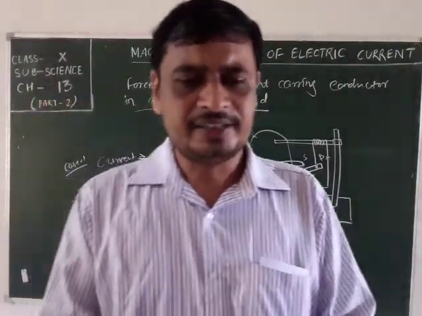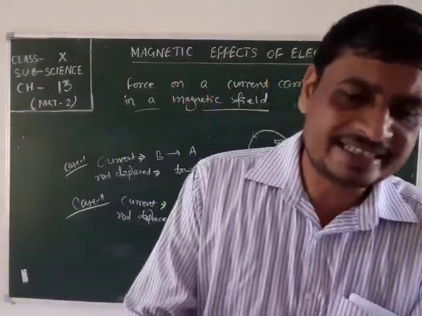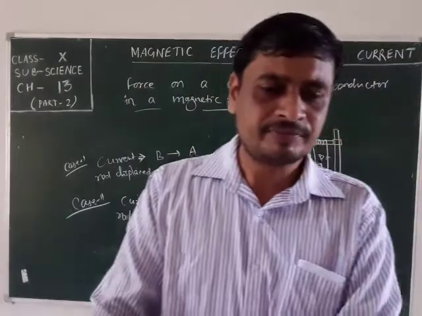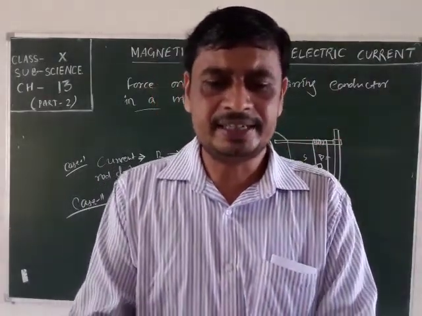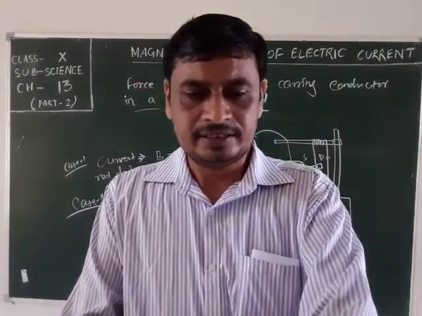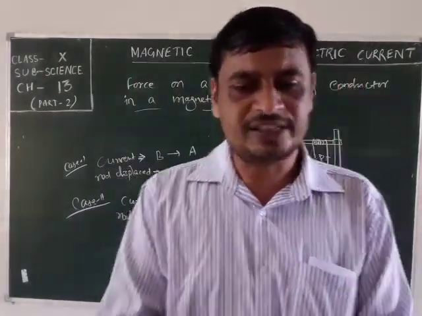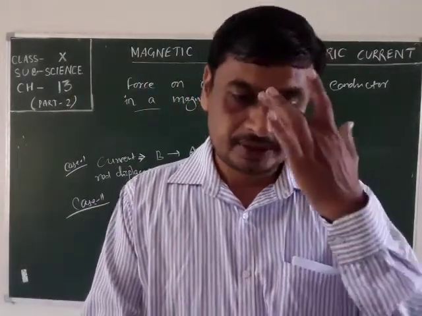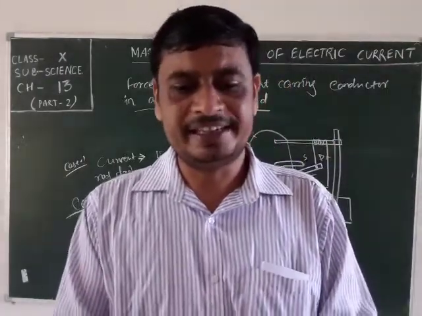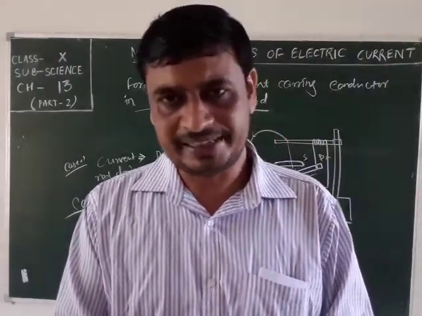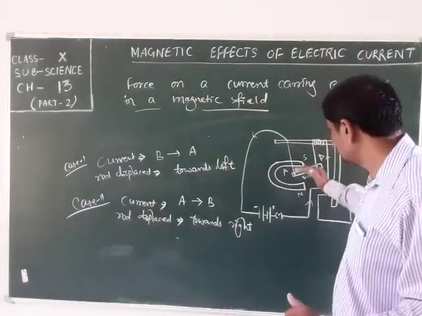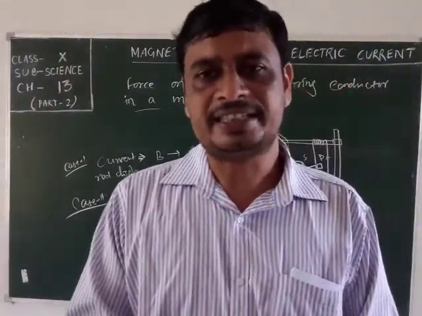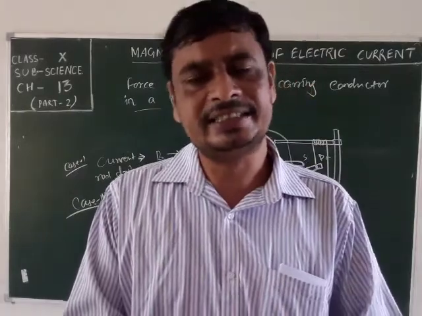This displacement of the rod in the activity suggests that a force is exerted on the current carrying aluminum rod when it is placed in a magnetic field. It also suggests that the direction of force is reversed when the direction of current through the conductor is reversed. Now change the direction of the field to vertically downward by interchanging the poles of the magnet, south pole, north pole. It is once again observed that the direction of force acting on the current carrying conductor gets reversed.